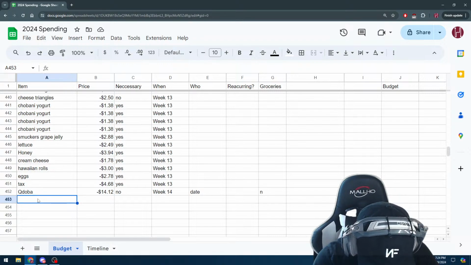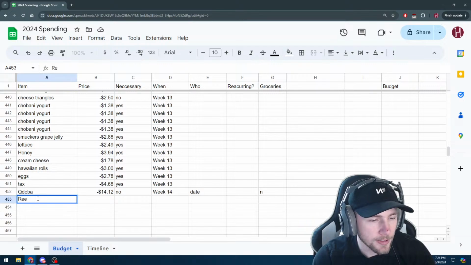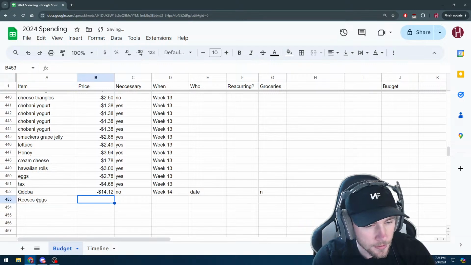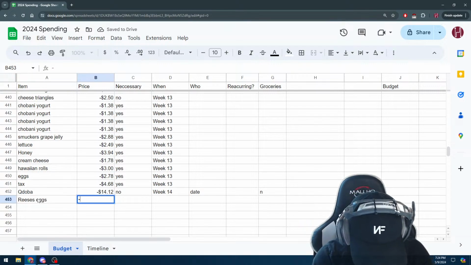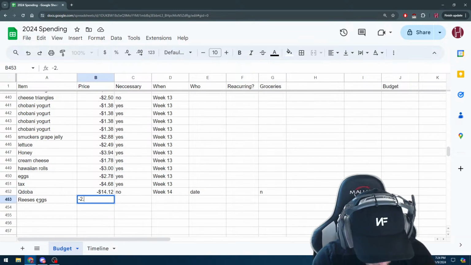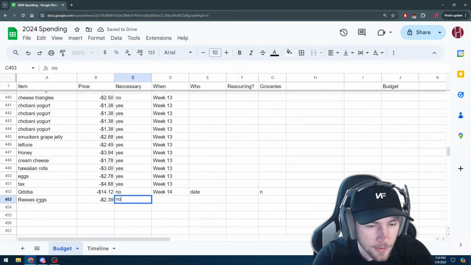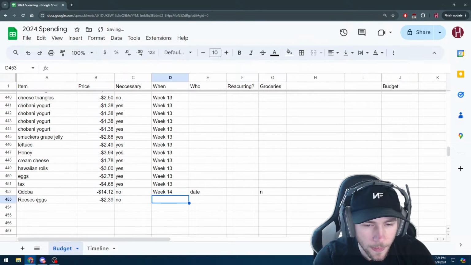Walgreens, what are we looking at here? I let her get some Reese's eggs that were supposed to be on sale. Regular price $5.99, savings $3.60. We paid $2.39. Not horrible. Definitely not necessary though.